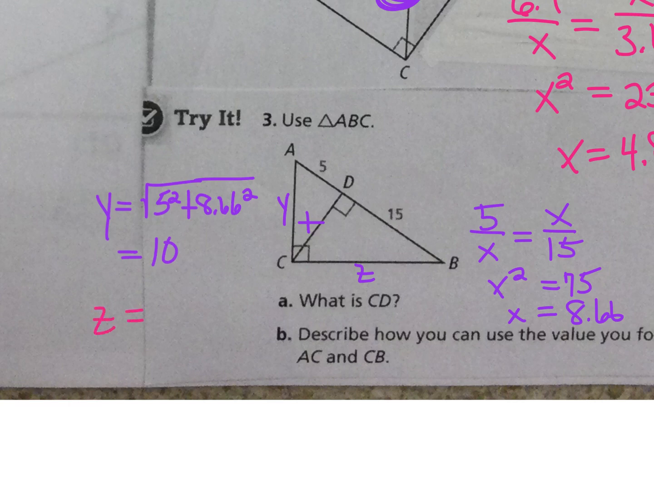Z is not the hypotenuse. It's the leg. So I'm going to use minus. Oops, sorry, I was doing X. Z is the hypotenuse, so I'm going to use plus. X is 8.66 plus 15. And I get 17.32 for Z.